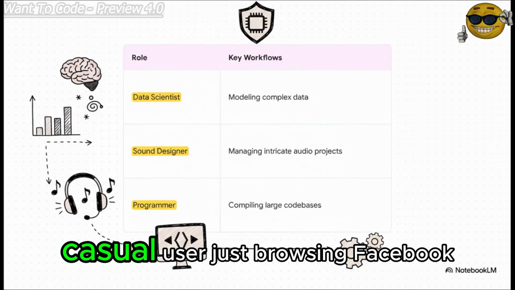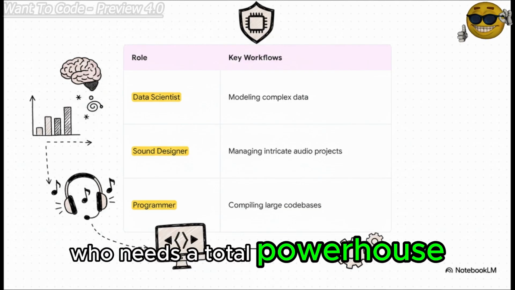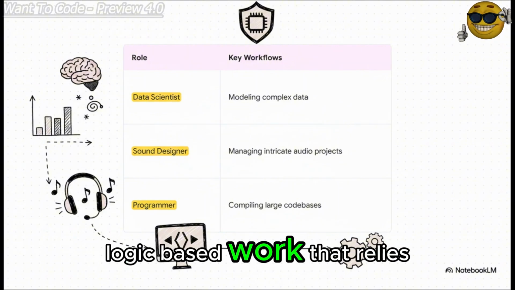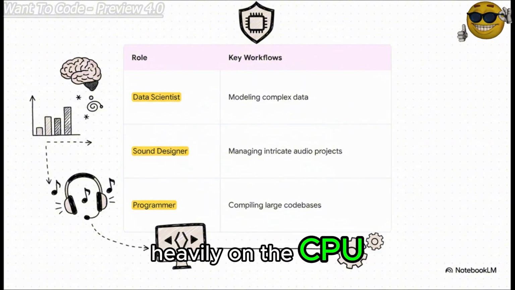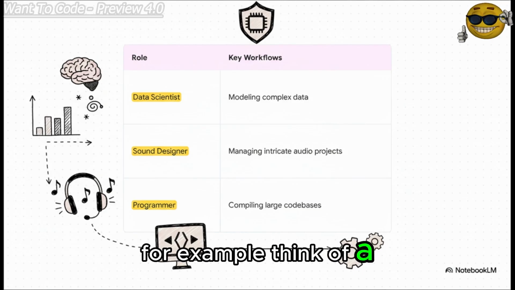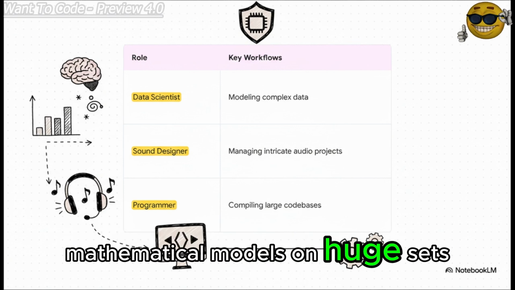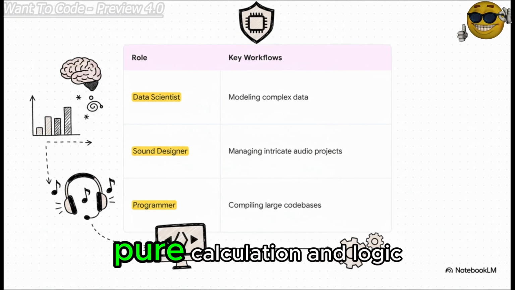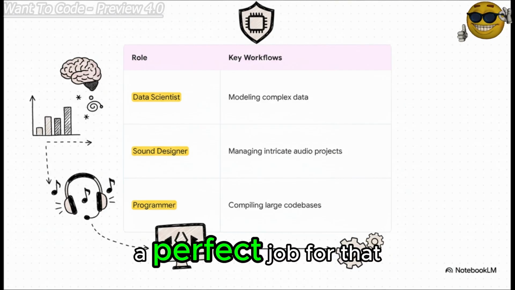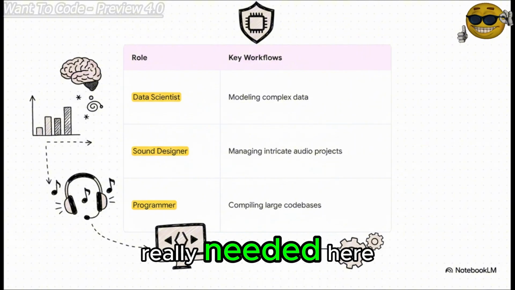Now, this is not a casual user just browsing Facebook. This is a true professional who needs a total powerhouse for complex, logic-based work that relies heavily on the CPU, that main brain with its team of 18 workers. For example, think of a data scientist. Their job is to run complicated mathematical models on huge sets of data to find patterns. This is pure calculation and logic. A perfect job for that 18-core CPU. The GPU's artistic talent isn't really needed here.